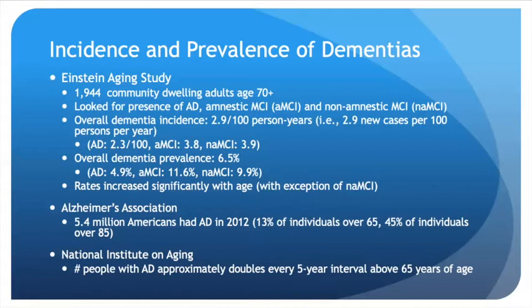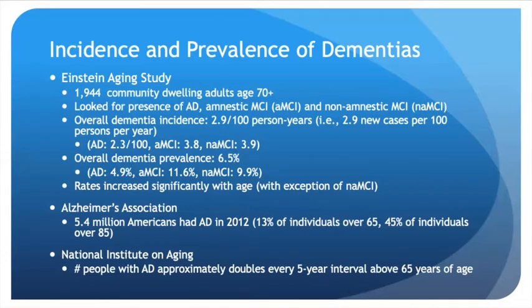So incidence rate is a measure of incidence that incorporates time into the denominator. It's basically a measure of how quickly new cases are occurring over a certain period of time. So the number of new cases per a certain number of people per year. And you can see that in this particular study, it was about 2.9 new cases per 100 persons per year for Alzheimer's disease. And it was slightly higher for amnestic and non-amnestic mild cognitive impairment.